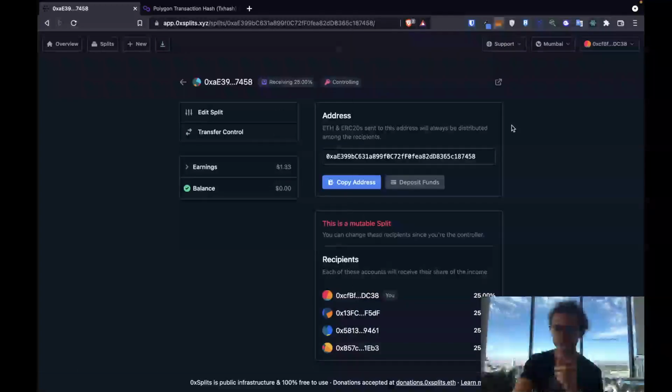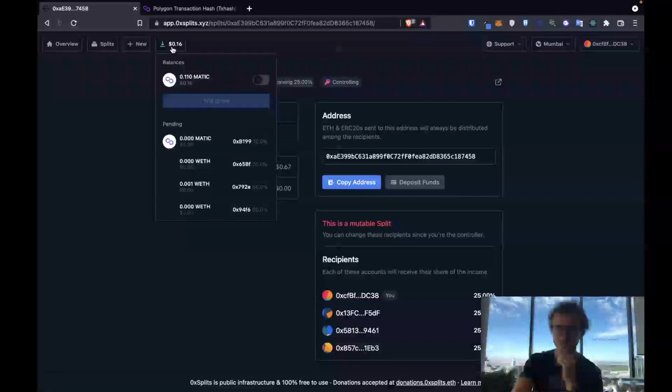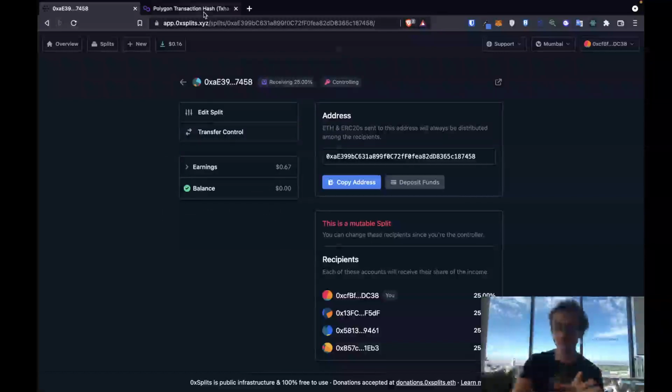This wallet CFB is this wallet CFB, and so this wallet now has 16 cents that it can withdraw. This is 25% of the Matic that we were sent in. We sent in 0.44 Matic, 25% of that is 0.11, so this is my 25% that I have received, and I can now withdraw. This is how we know we're done.